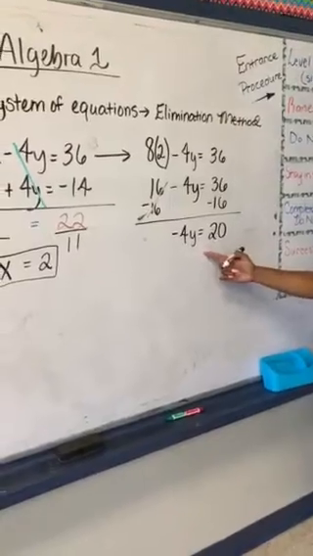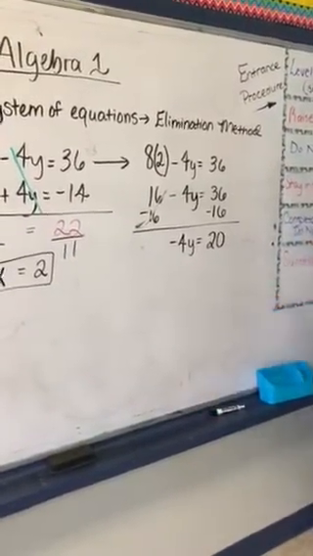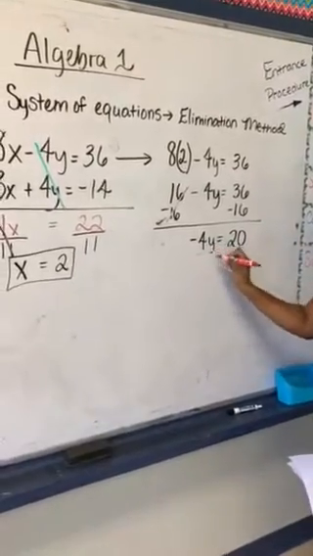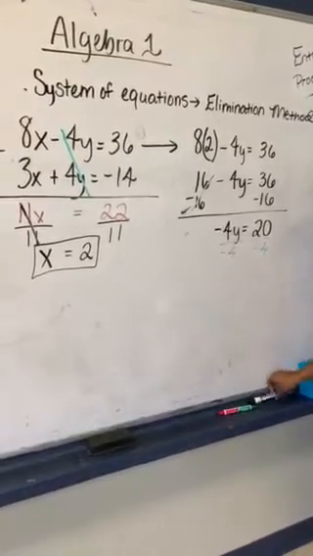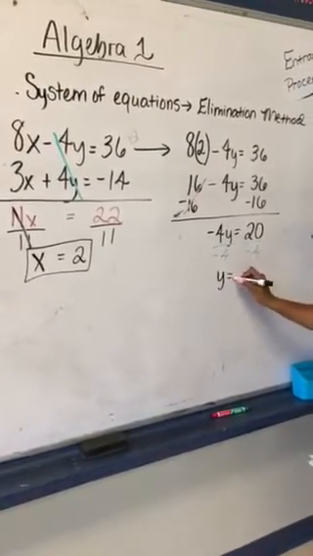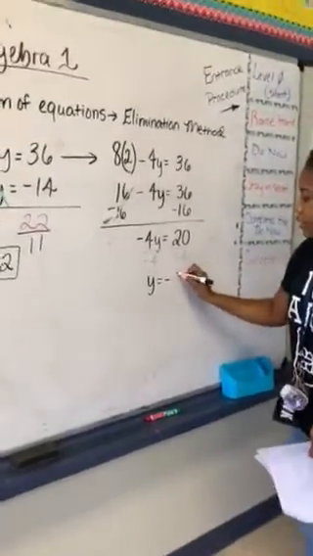Last is now a one-step equation. And so I know that this here is multiplication. I'm going to do the inverse operation. So I'm going to divide both sides by negative 4. And so y is going to equal 20 divided by negative 4. It's going to give me a negative 5.